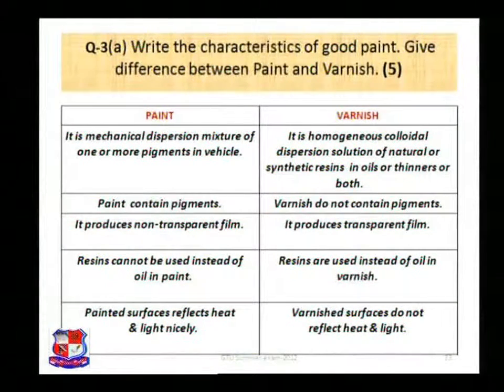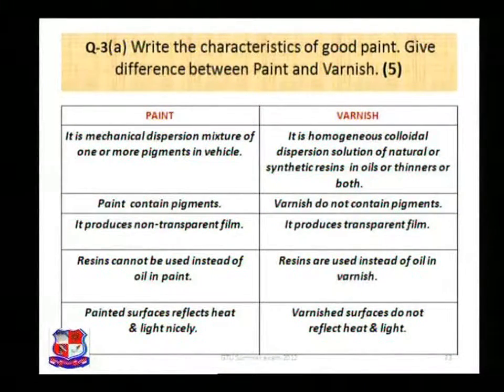Okay, so we can recall the differences. The first difference is that paint is a mechanical dispersion mixture of one or more pigments in a vehicle. Then varnish is a homogeneous colloidal dispersion solution of natural or synthetic resins in oil or thinner or both. Paint contains pigment, varnish does not contain pigment. Paint produces a non-transparent film, varnish produces a transparent film. Resins cannot be used instead of oil in paint. Resins can be used instead of oil in varnish.